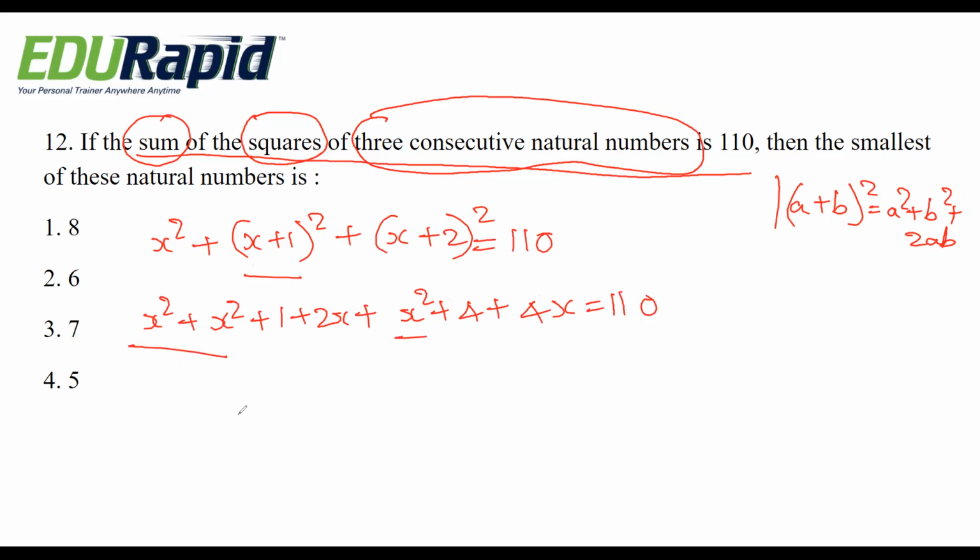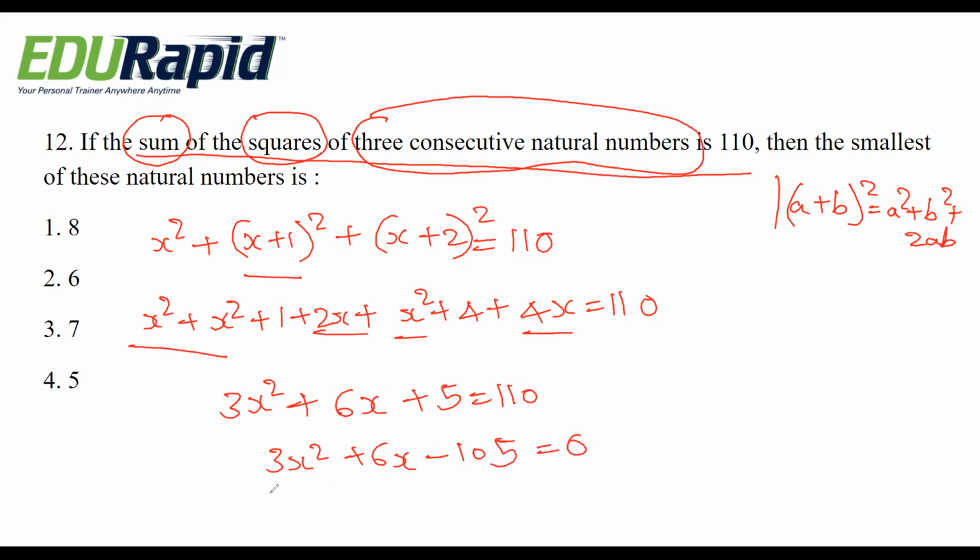So here there are 3x squares plus 4 plus 2 is 6x plus 5 equals 110. So 3x square plus 6x, and 5 minus 110 becomes minus 105. Here divide by 3, you will get the equation x square plus 2x minus 35 equals 0.